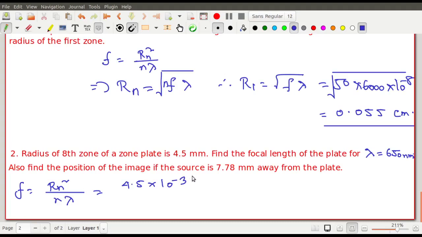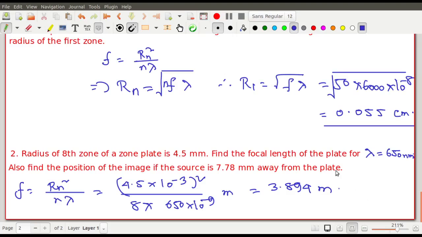So 4.5 into 10 to the power minus 3, this whole square. I am doing it in the meter scale. N is 8 and lambda in meter will be 650 into 10 to the power minus 9. So this is in meter. If you just calculate this, it comes out to be about 3.894 meter.